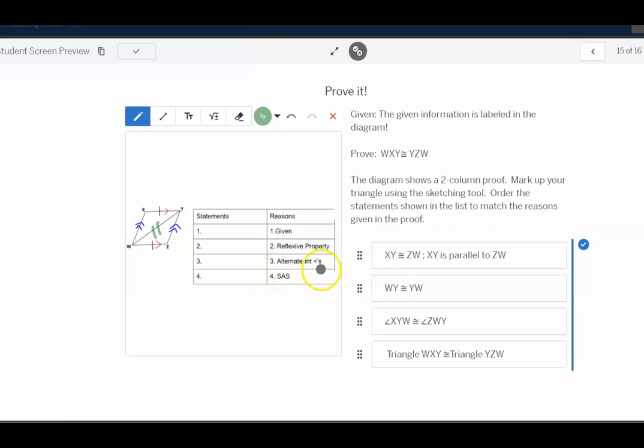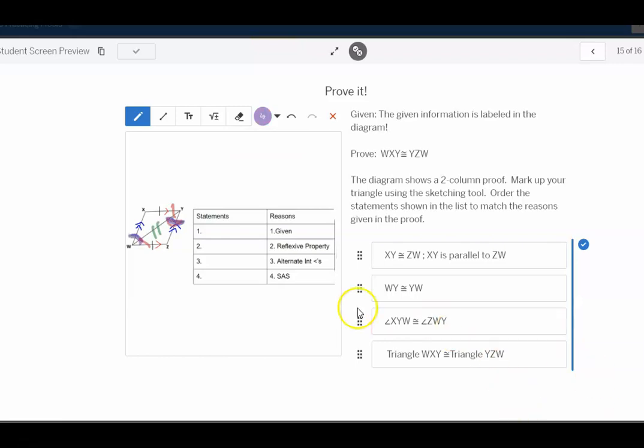Then number 3 says alternate interior angles are congruent. So if we look, since we know we have two lines cut by a transversal, that could be these two angles, and it also could be these two angles. So we just have to see what angles are available. And here they show us angle XYW and angle ZWY. So that's these purple ones. These purple ones are the ones that they give us.